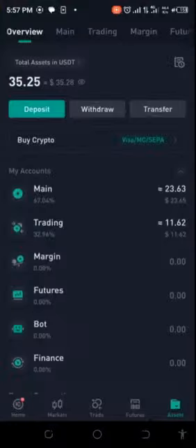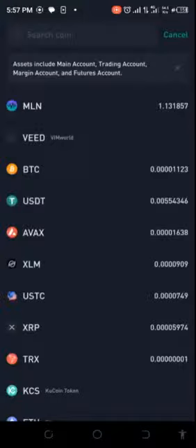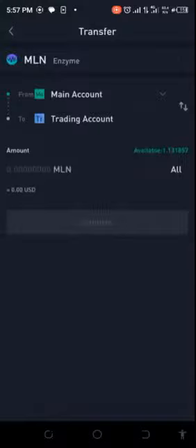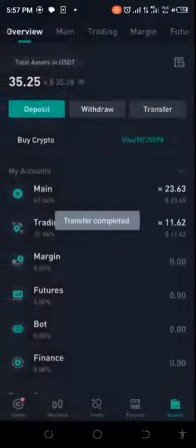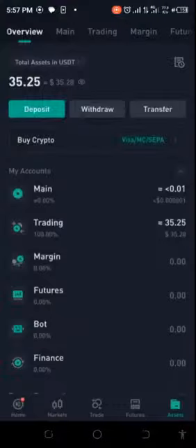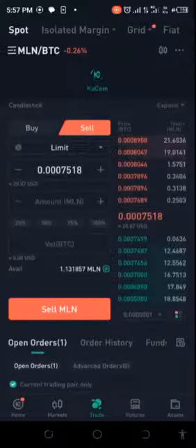Now what we need to do is transfer this. We're going to have to transfer this, right? So what do we have here? We have 1 point, okay, let's put all, and let's see, 1.13. So we're just going to put that, 1.1318. Oh, I love that sound. So we're going to go over to trade now. When we do this, we're going to see everything here.